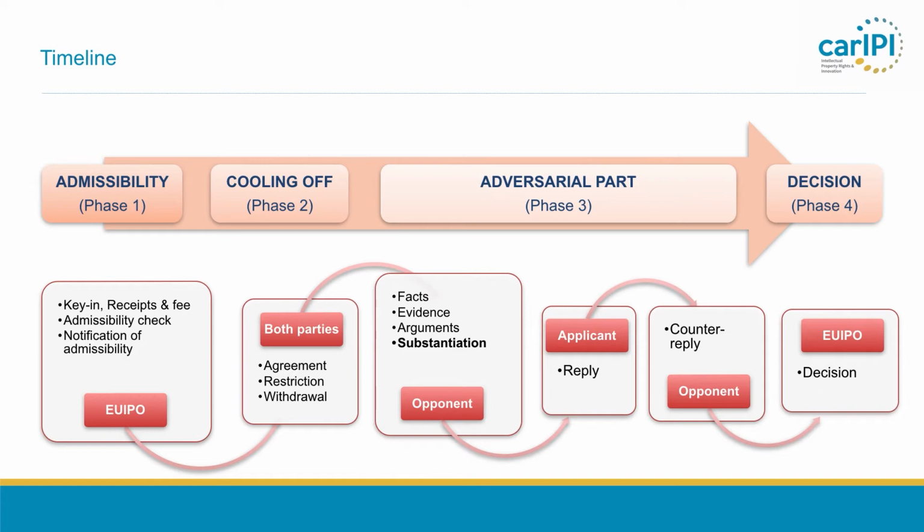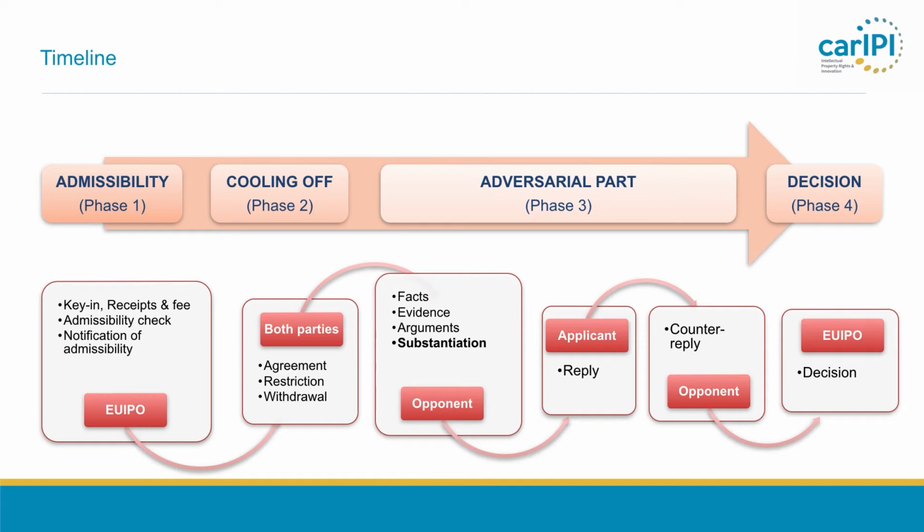And if this part is closed, then the fourth phase of the proceedings commences, and this is the stage of decision. At the stage of decision, the office examines the case on the basis of the evidence before it and takes a decision. This decision is taken by an opposition division that consists of 3 examiners in the office. The decision is then notified to the parties, and there is an appeal period of 2 months.